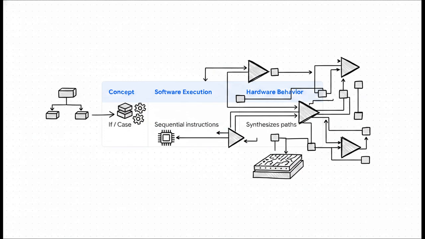When a C++ program reads an if statement, it executes sequential instructions. But when SystemVerilog reads an if statement, it synthesizes physical hardware paths, like actual multiplexers, right into the silicon blueprint. You are literally writing circuits with code. No way around it. That's pretty amazing.